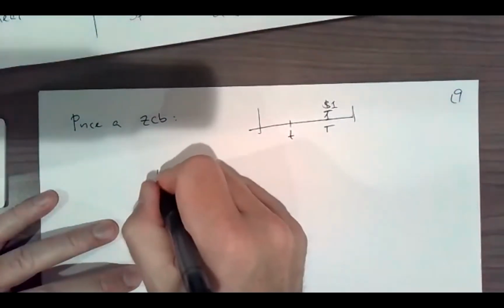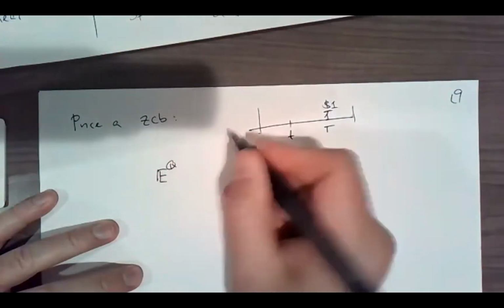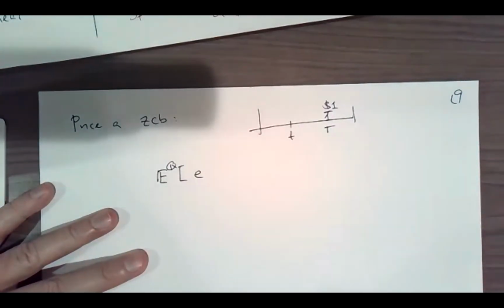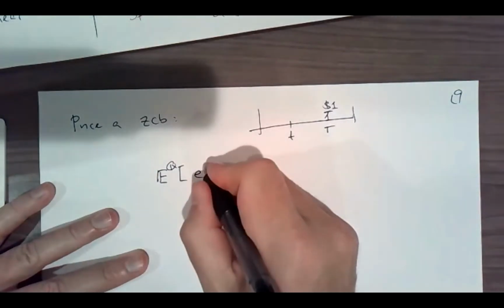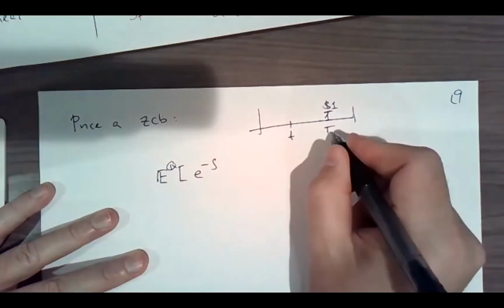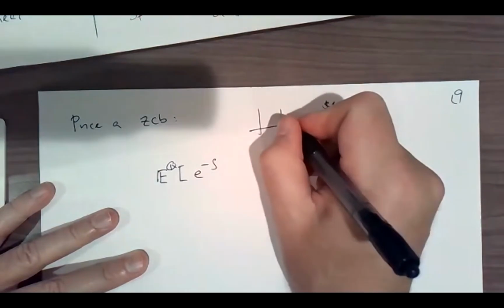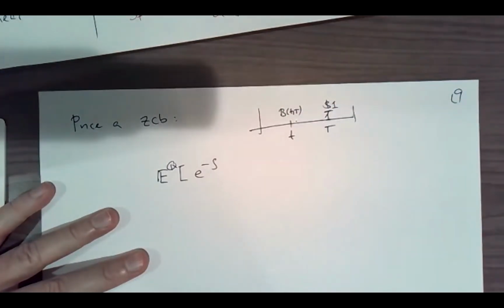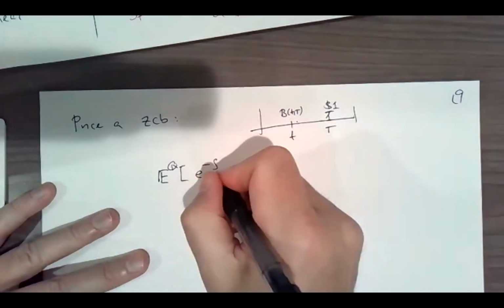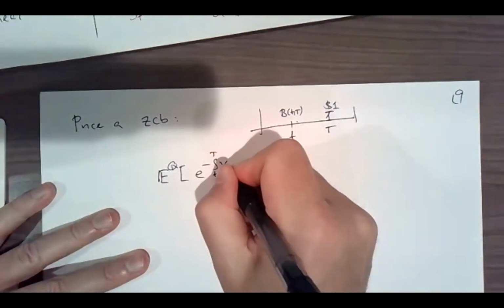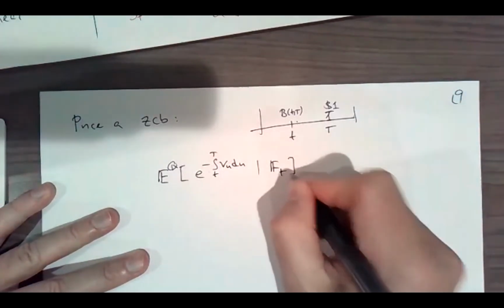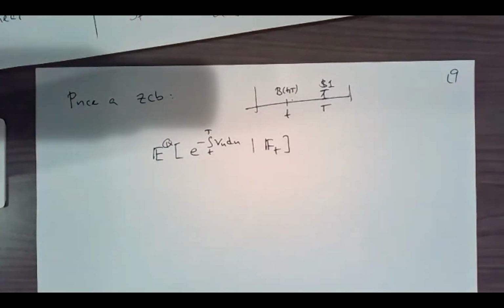So we want to compute the conditional expectation under the risk neutral measure of, we need to discount. So this is e to the minus an integral, since I have $1 here and I want to know what the price of this thing is at time little t. So I discount the $1 back. The interest rate was V. My goal is to compute this quantity. This is the price of a zero coupon bond.